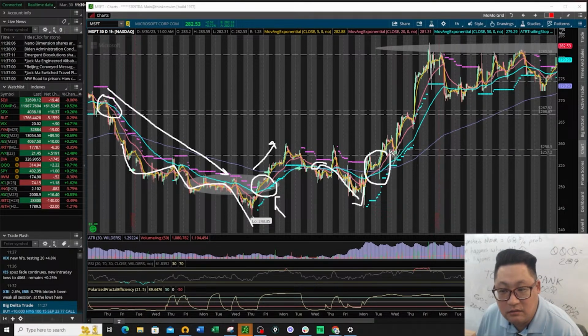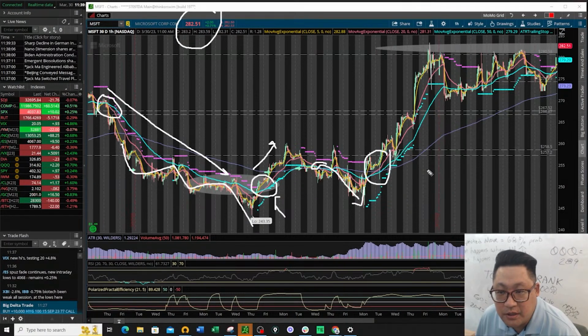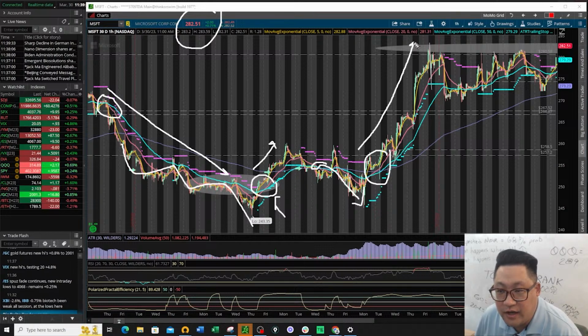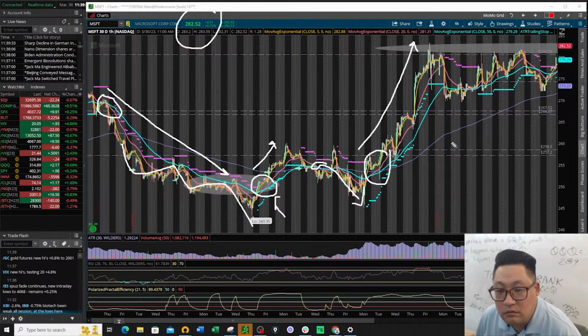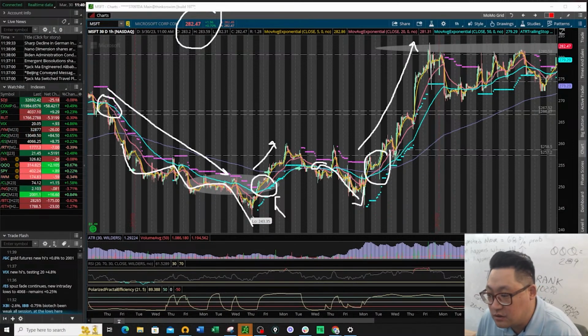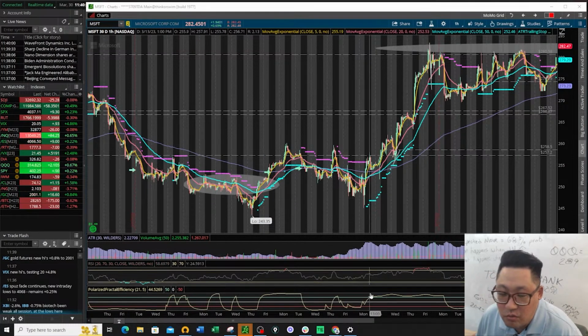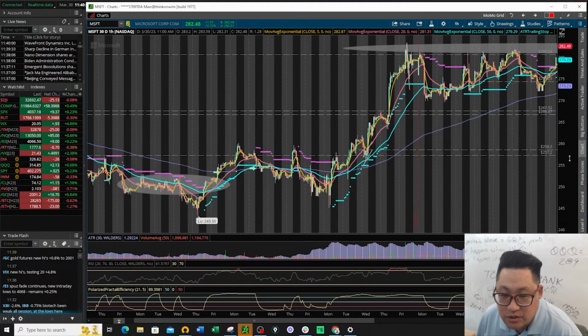And since then, this was at 255 to 250, let's say 255. Microsoft is currently trading at $282. Even in the near term with that cross up, it went from 255 to 280 in a matter of 3.5 days. Let's say 4 days. So what do we look for in these situations?